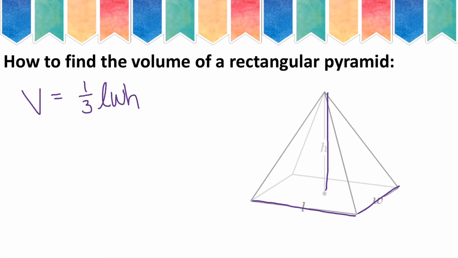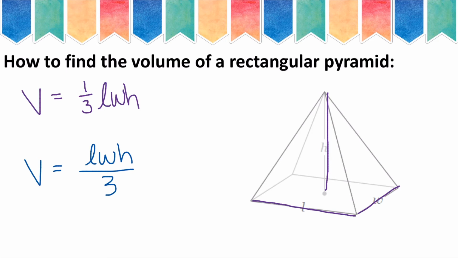And that's because if I had a pyramid and a rectangular prism, and I filled my pyramid up with water, I would have to pour that pyramid 3 times to completely fill up my rectangular prism. So that's where that 1/3 comes from. Now, for this formula, sometimes students prefer to do volume equals length times width times height, and then they divide by 3 at the end. So whichever your preference is, both will get you the correct answer.